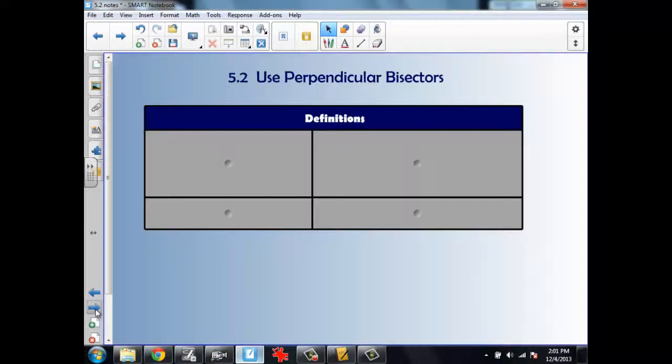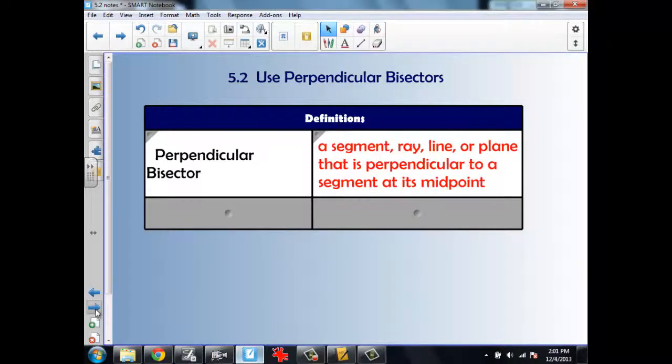Let's jump in here. Perpendicular bisector, a segment, ray, a line, or plane that's perpendicular to a segment at its midpoint. A segment, ray, line, or plane that is perpendicular to a segment at its midpoint.